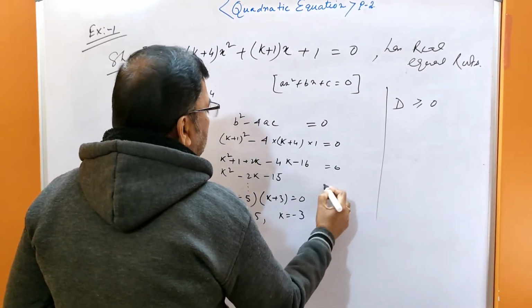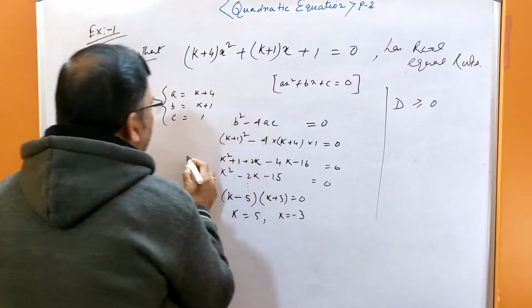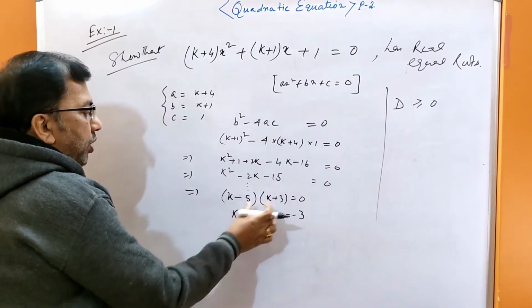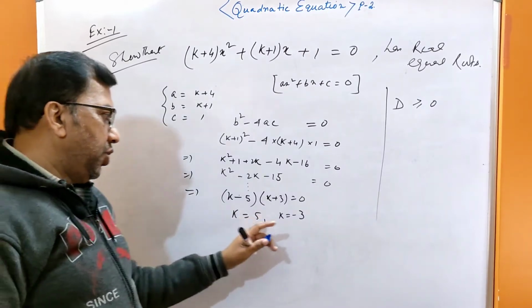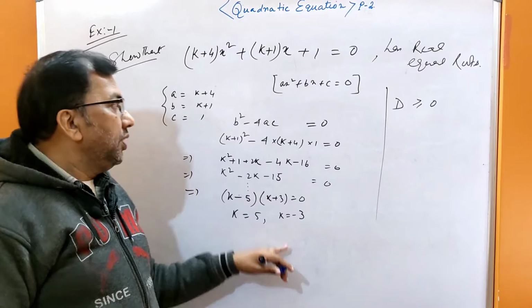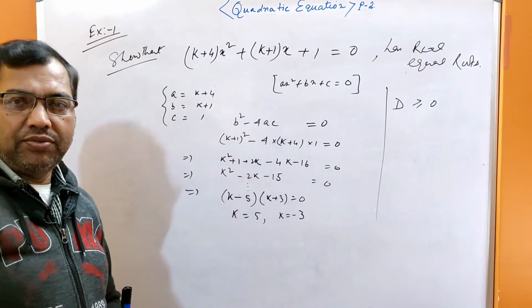It will be 0. Clear? So if the product of two quantities is 0, then each of them will be 0. So k will be 5 and k will be minus 3. Clear? This type of sums may come. So many sums are there.